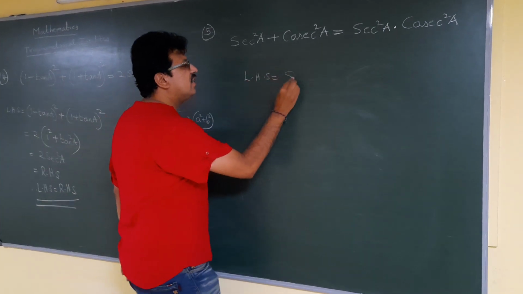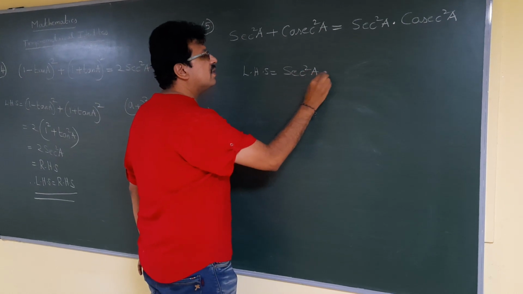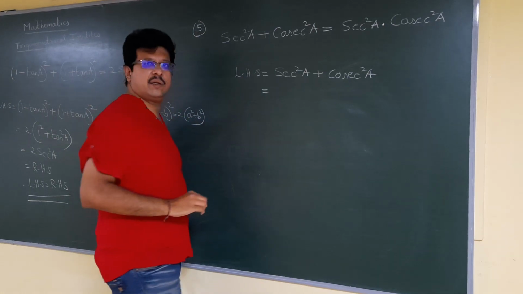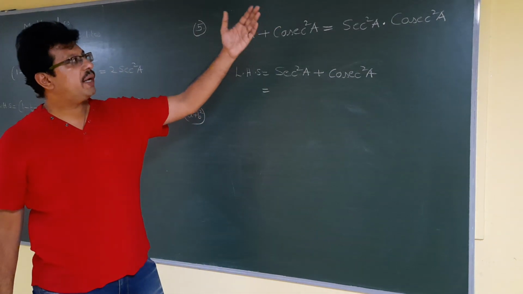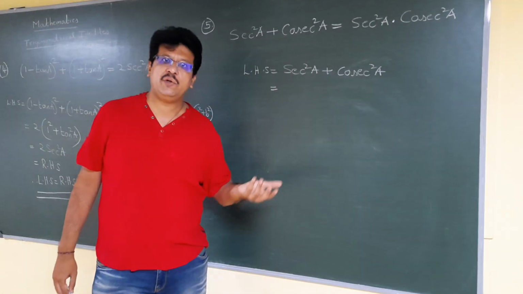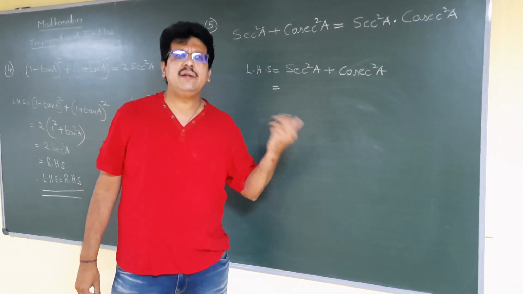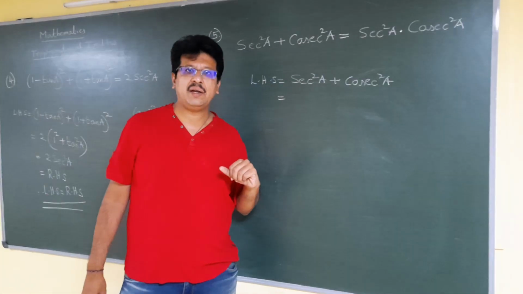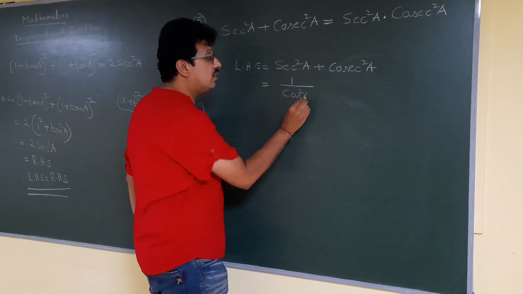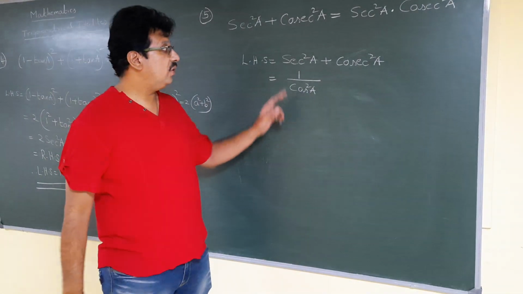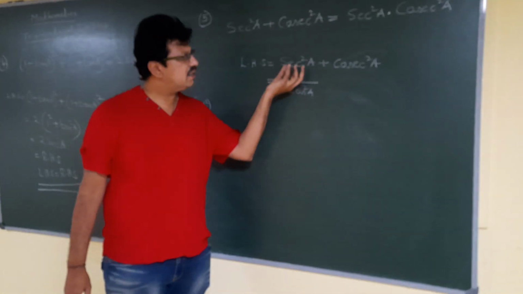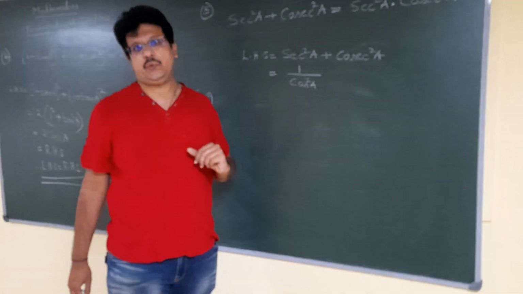LHS: secant square a plus cosec square a. This is the left hand side I have taken, and we need to prove secant square a into cosec square a. See, we don't have any identity like secant square a plus cosec square a. So secant square a we can write as 1 by cos square a. This is very important, children should know very well. It's called the reciprocal relation of secant. Secant is 1 by cos a. Here, since it is secant square a, we will write 1 by cos square a.